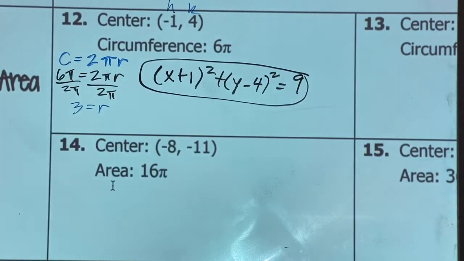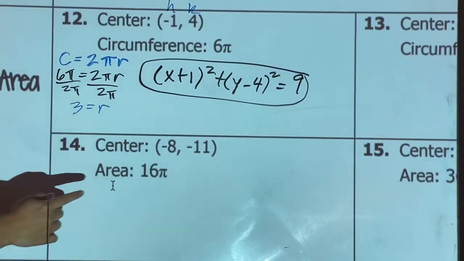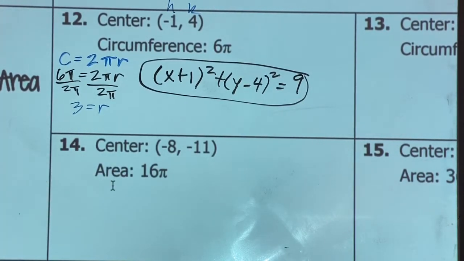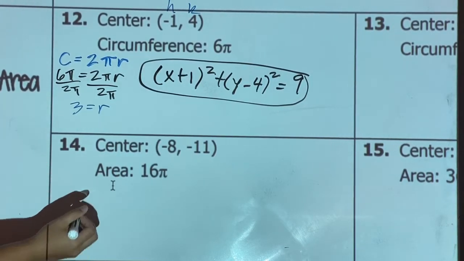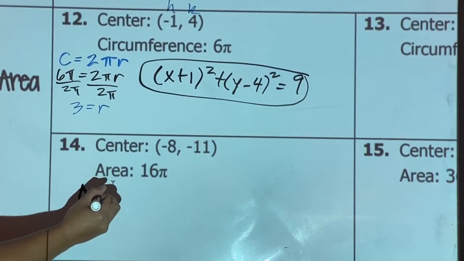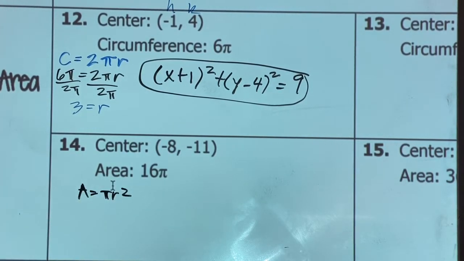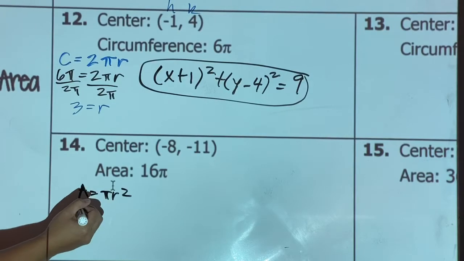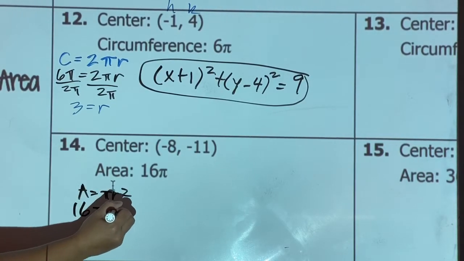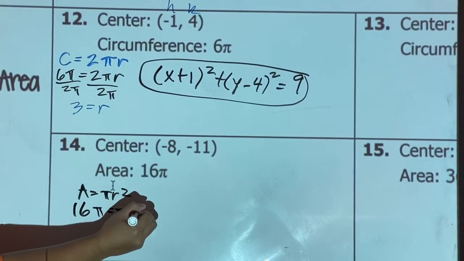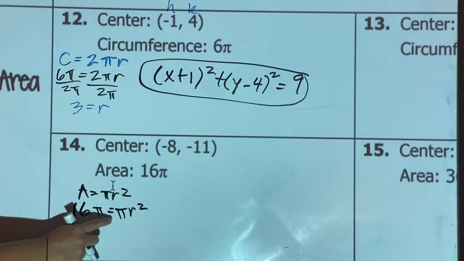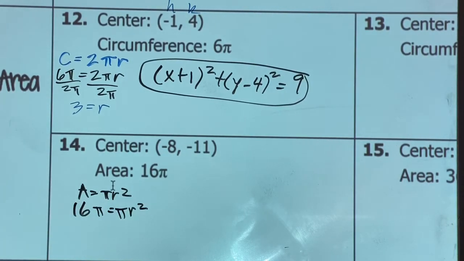Same thing if you were given an area. So if you were given an area, right, we would do the same process. The formula for area is A equals pi r squared. So if the area was 16 pi equals pi r squared, then the first thing that you want to do is divide both sides by pi.